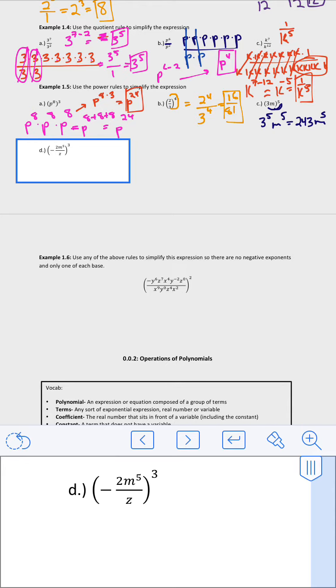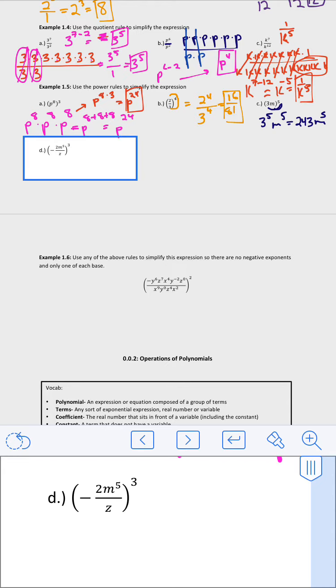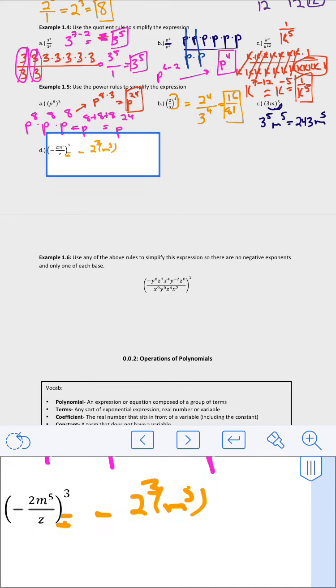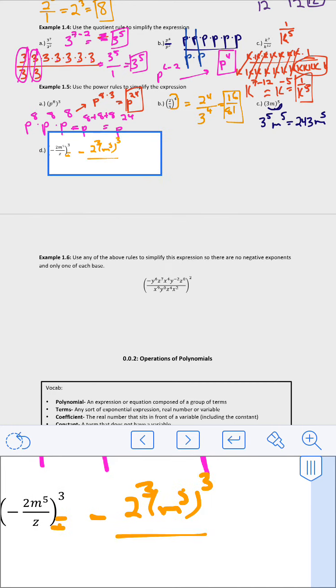Okay, hope you had some time to pause the video and talk about it. Let's start here. So I've got all of this, negative 2m to the 5th over z, all of it to the 3rd power. I'm going to start with that distribution rule because it seems a little bit easier. And when I do that, the negative's just going to still chill on the outside. And I have 2 to the 3rd, m to the 5th to the 3rd, all over z to the 3rd.